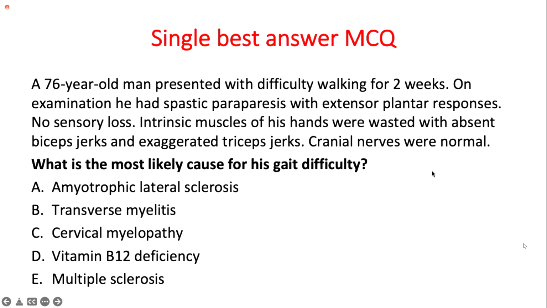First, always be methodical. Ask yourself, where is the lesion? Next only you ask, what is the lesion? I mean, the question is asking what is the lesion, not where is the lesion. But in your mind, if you know where the lesion is, then you can work out what the lesion is. Anyone? Where exactly is the lesion?